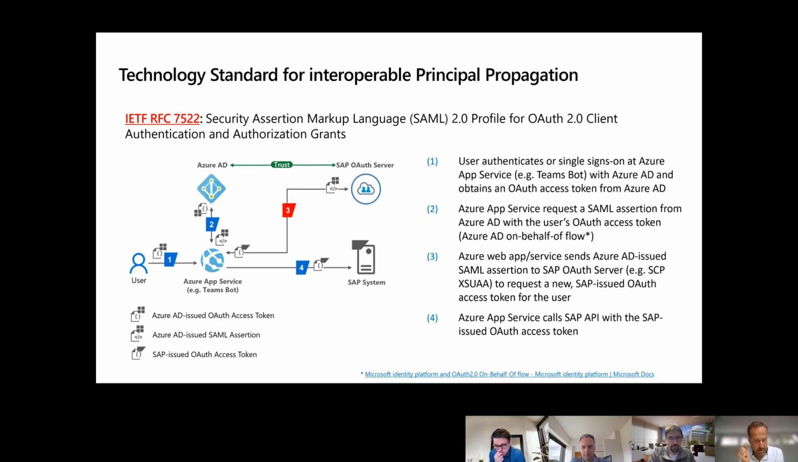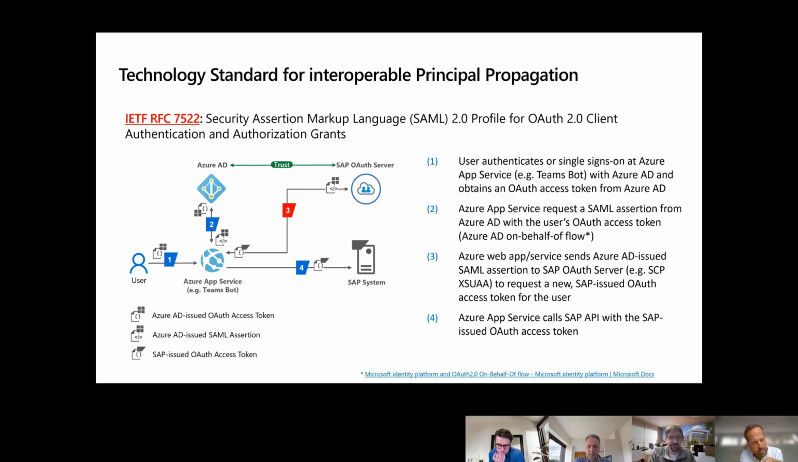Both will accept, based on a trust relationship established between Azure AD and the SAP platform, that SAML assertion and issue an OAuth access token associated with the ID that was handed in with that SAML assertion. And with that OAuth access token returned in step number 3, our bot in our scenario can then make the call to an OData service exposed by the SAP system to fetch that product data for the user.